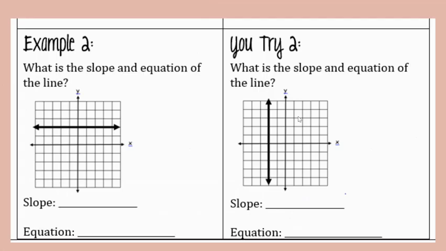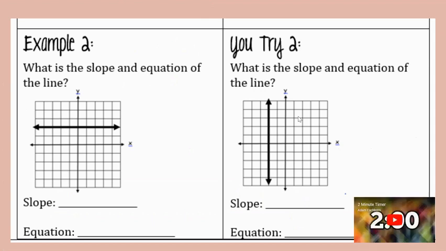All right, so here, now we have a graph. What's the slope of the equation of the line? So it says you try, but Mrs. Galvan is soft like summer butter, so I'm going to go over all of them. So what is the slope of the equation of the line? So this one is a horizontal line, just like the sun. I can draw the sun on it.